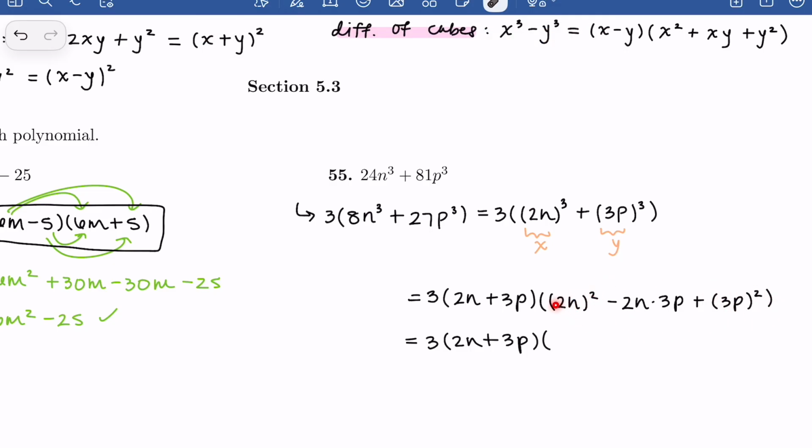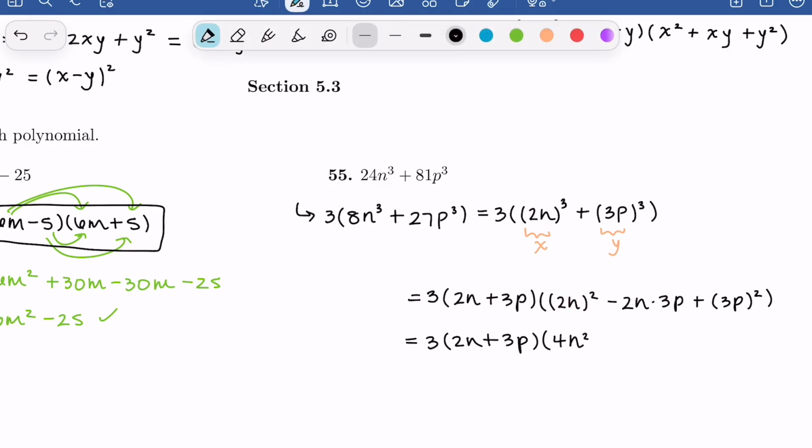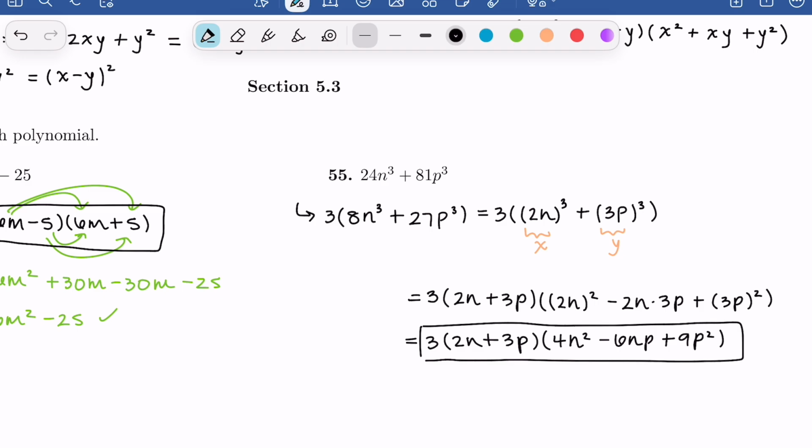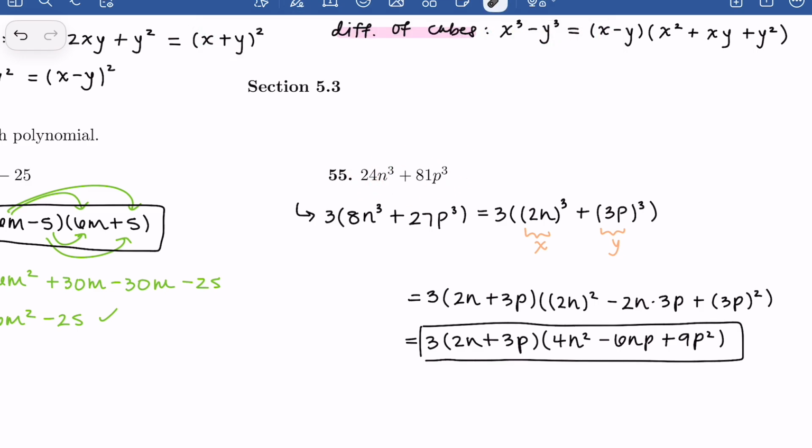We know that this 2 is going to apply to both of these, so we're going to end up with 4n squared. Our middle term is going to be minus 6np, and our last term is going to be 9p squared, again using our exponent rules. Now that's as far as we can simplify this, so this would be our final answer here, factoring this using our sum of cubes formula.